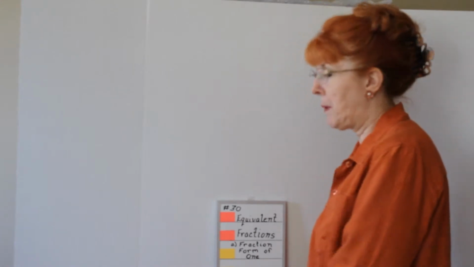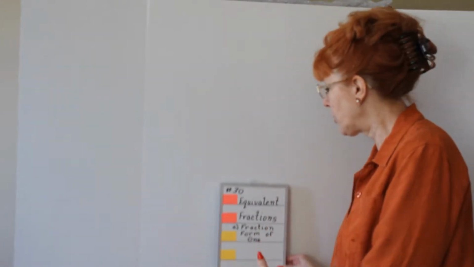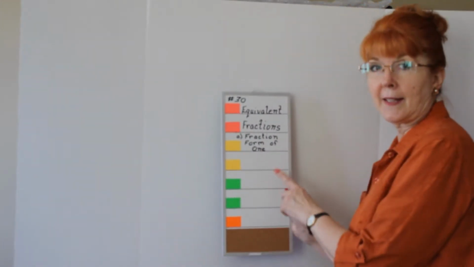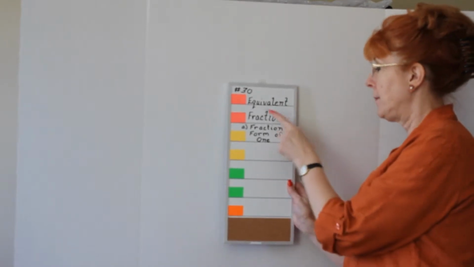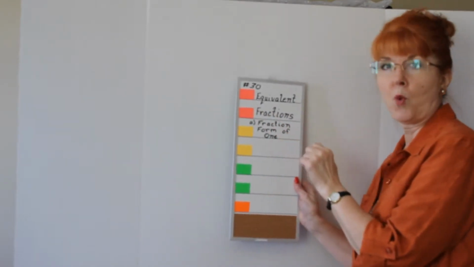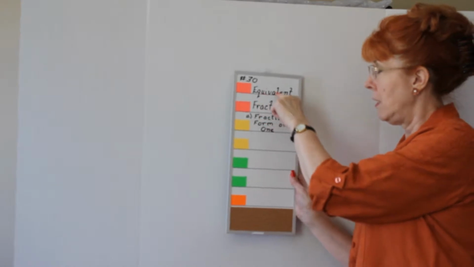Doing math with RHB, and we're doing lesson 30. This is part of our whole unit on fractions. We're going to look at equivalent fractions and the fraction form of 1 and how that participates in what you do with equivalent fractions.